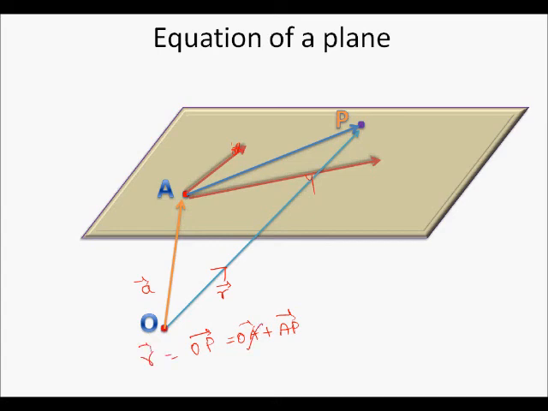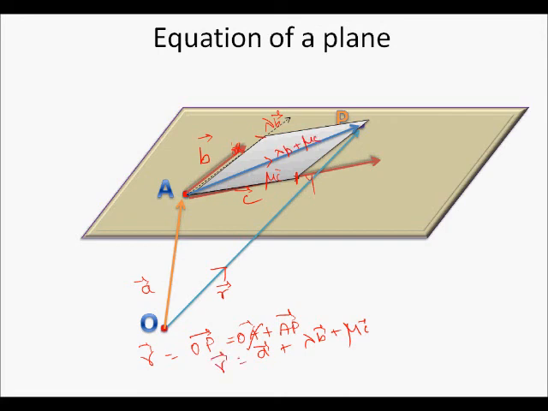AP is actually part of the parallelogram formed by the vectors, say vector A, vector B, and vector C. This is lambda times B, and this is mu times C. So some part of C and some part of B has been taken to complete this vector. So you can say that OA is A and AP is lambda B plus mu C. So this is the vector equation of a plane.